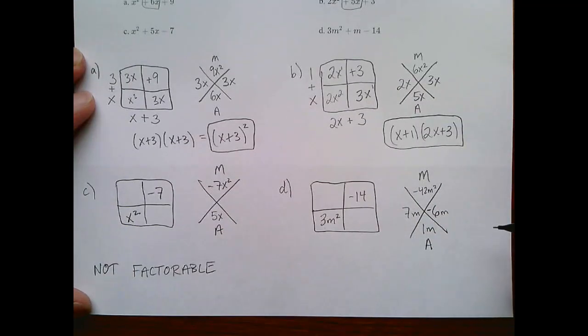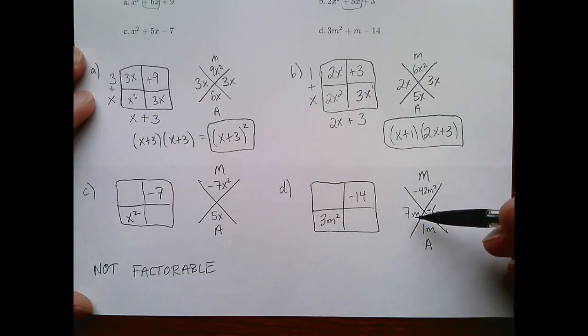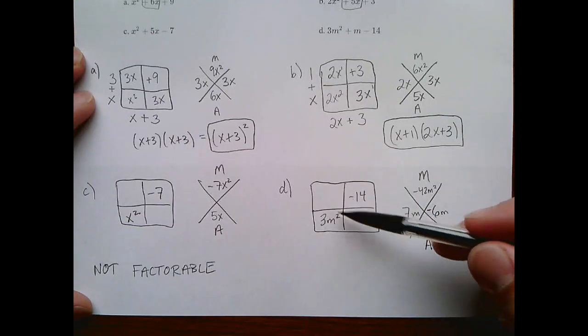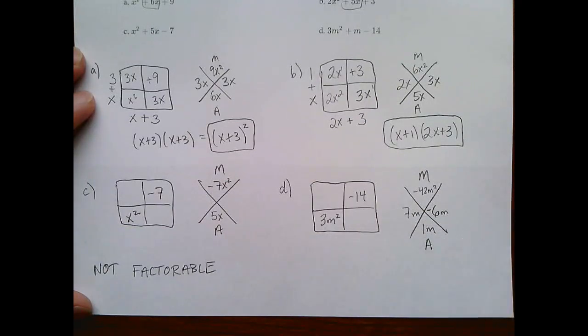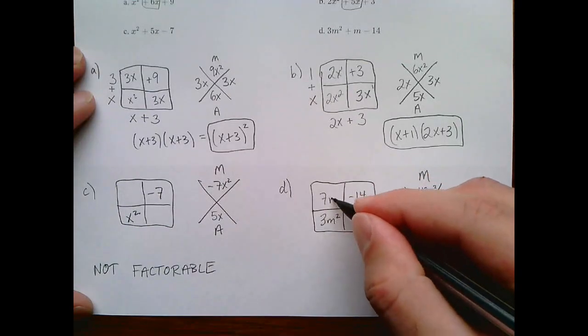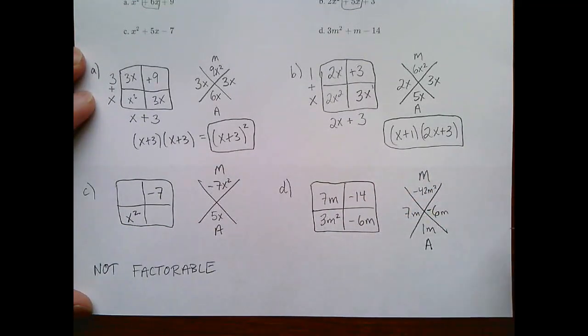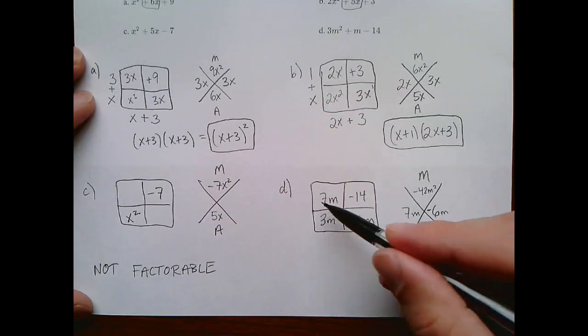All right, so let's double check before we continue. Is 7m times negative 6m negative 42m squared? It is. Is 7m plus negative 6m going to be 1m? It is. So then does it matter the order where I put 7m and negative 6m? It does not. So here I can put 7m, here negative 6m, and let's start GCFs.